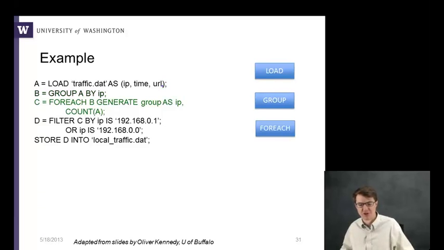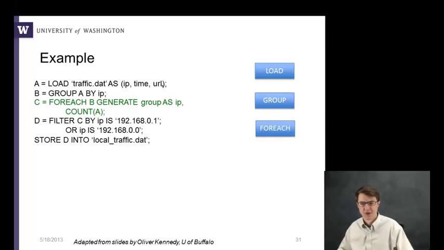And then third, we say, well, for each of those grouped tuples, I just want the IP address and I want the number of weblog entries associated with that IP address. Okay. So this is counting the number of accesses by particular IP address out there on the internet coming in.